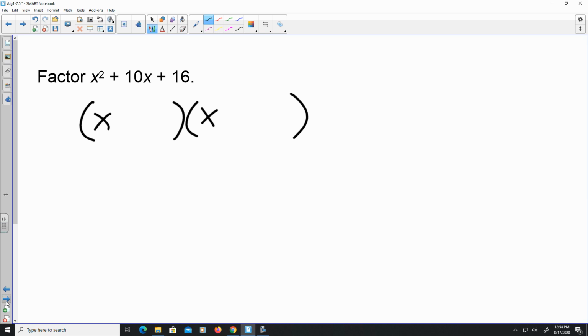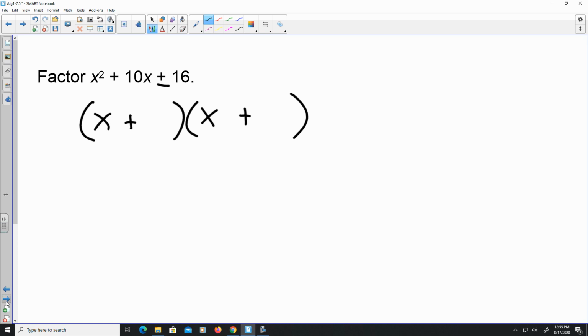x squared. You can always check your work by foiling it out and see if you get the original expression from the problem. If you didn't, you may have done something incorrect in the factoring process. So now the second sign is plus. That means the signs are the same, and both of those signs are also plus because the first sign is a plus.